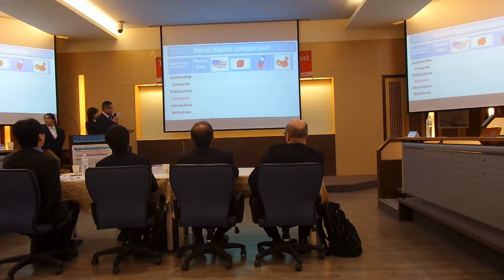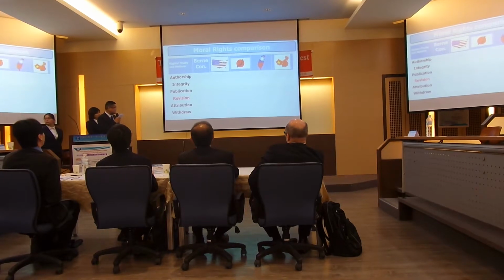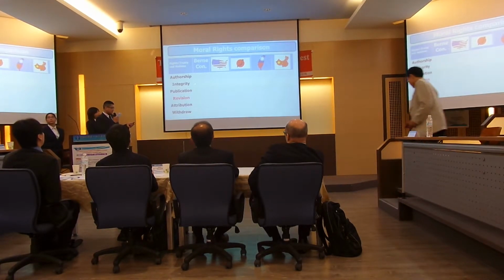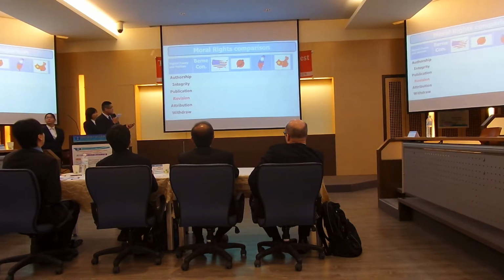On this page, as you can see in the table, our study compares the Chinese moral rights to all Western moral rights, like the treaties or nations on the top columns, including the Berne Convention, the United States, Japan, Taiwan, and China.